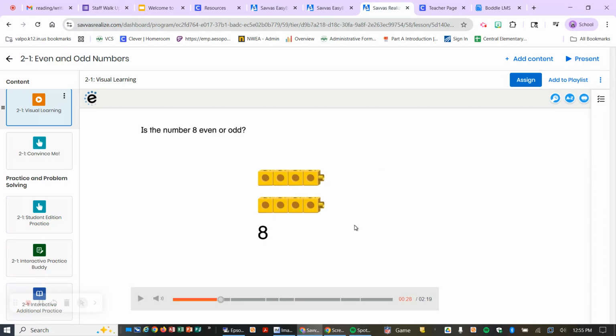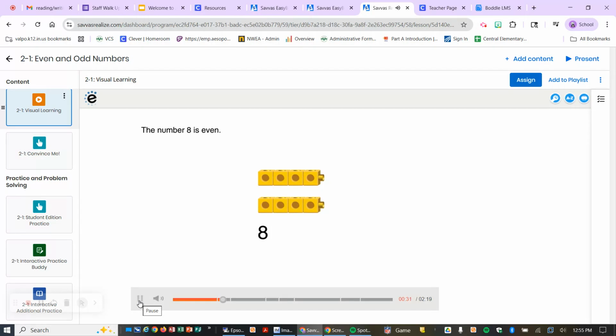But another strategy that we're going to talk about today is that we can split it into equal groups. So I want you to think about your doubles facts, because if we add those numbers together, 1 plus 1, 2 plus 2, 3 plus 3, 4 plus 4, if we can split something into two equal groups, that number is even. So if we look at the blocks right here, we see they're split into one group of 4, one group of 4. There's 4 in each group. The groups are even. That means the number is even.